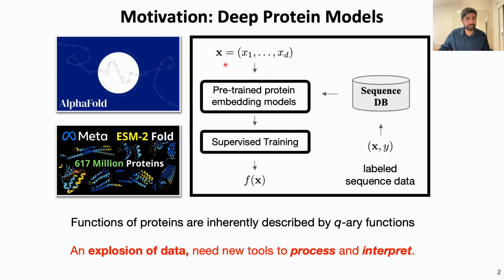Now, the problem is that these models operate on sequences in a pretty large alphabet. We're talking about an alphabet size of 20 for proteins, and we're often talking about sequences of length at least 100 if we're trying to do something interesting. So we need new tools to deal with this enormous dimension and to help us process and interpret what we get out of these models.